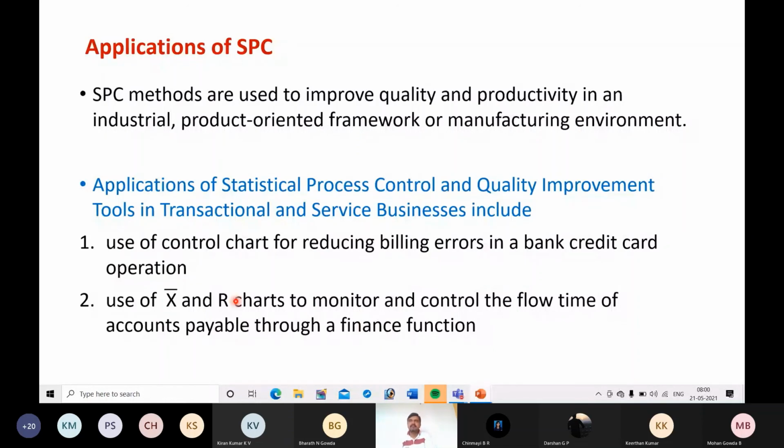Suppose you are making an online transaction. For that also there may be a mean value, the time consumed to make that online transaction. If that is fixed by the company as, for example, 60 seconds, then what is the average time taken by the customer who is using that facility? Whether he is finishing the process of making a transaction within 60 seconds or taking less or more than that. For that also you can plot a control chart.